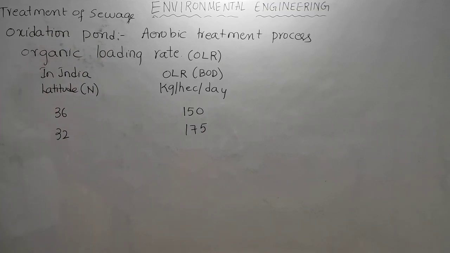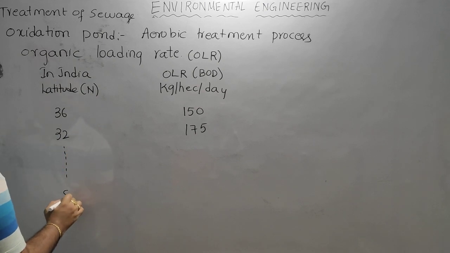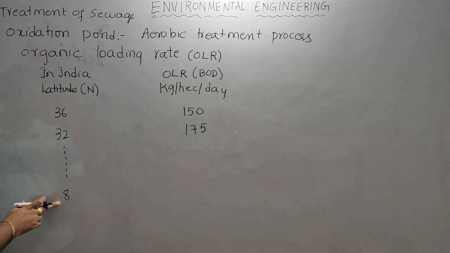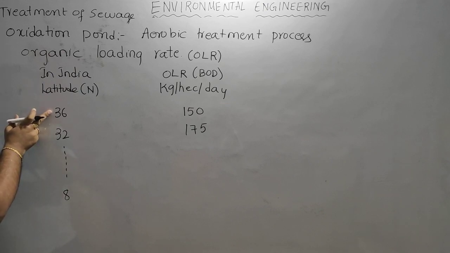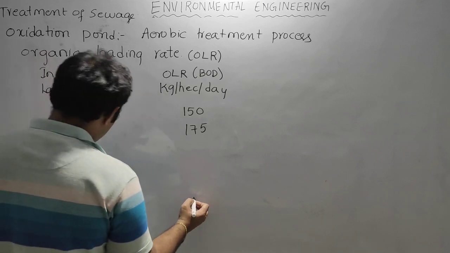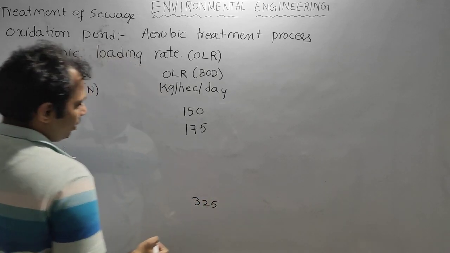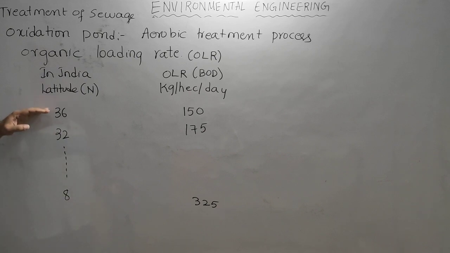Similarly, there will be 8 degree latitude, because India is between 8 degree latitude at Andaman Nicobar and 36 latitude at Jammu Kashmir. Okay, so this is the latitude limit of India. It starts at 36 and ends at 8 degree latitude. So 8 degree means very near to the equator. So here the organic loading rate will go up to 325 kg per hectare per day. Likewise, if you are moving from Jammu Kashmir to Tamil Nadu, Kanyakumari, or Andaman Nicobar, this is how the organic loading rate varies in India.